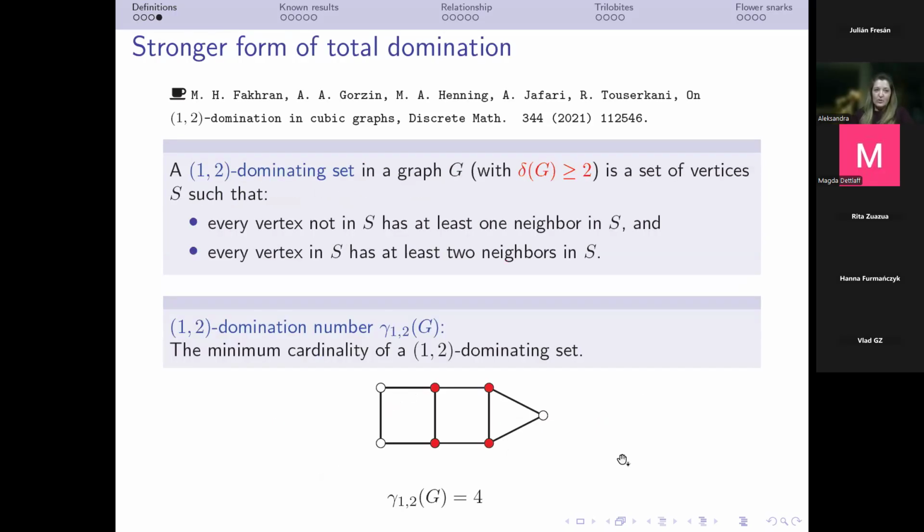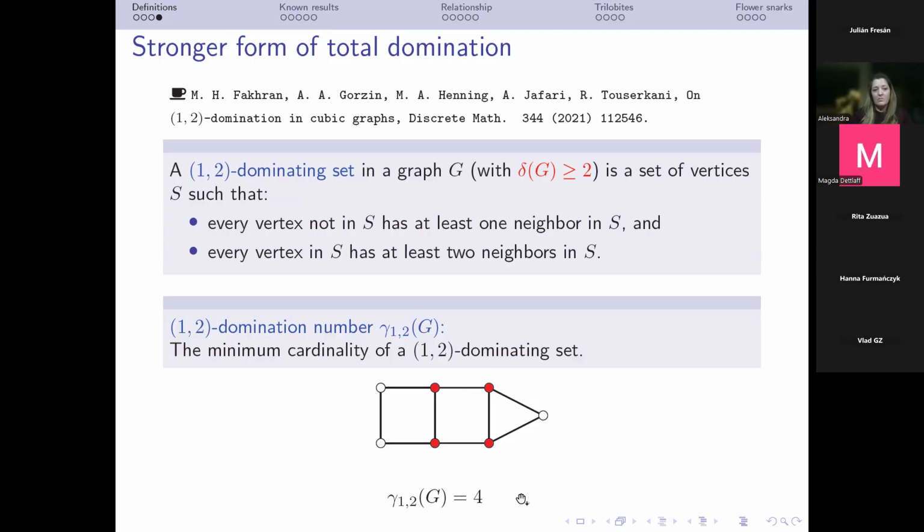Okay, now let's go to this stronger version of total domination that I learned about from this paper of Fakran and others. This type of dominating set is defined for graphs where every vertex has degree at least 2. We have an additional condition to the one in ordinary domination, where every vertex must have a neighbor in the set, like in this set of red vertices. But also every vertex in the set, that is every red vertex, has at least 2 neighbors in the set. And you can see that this is optimal again in the sense of cardinality.